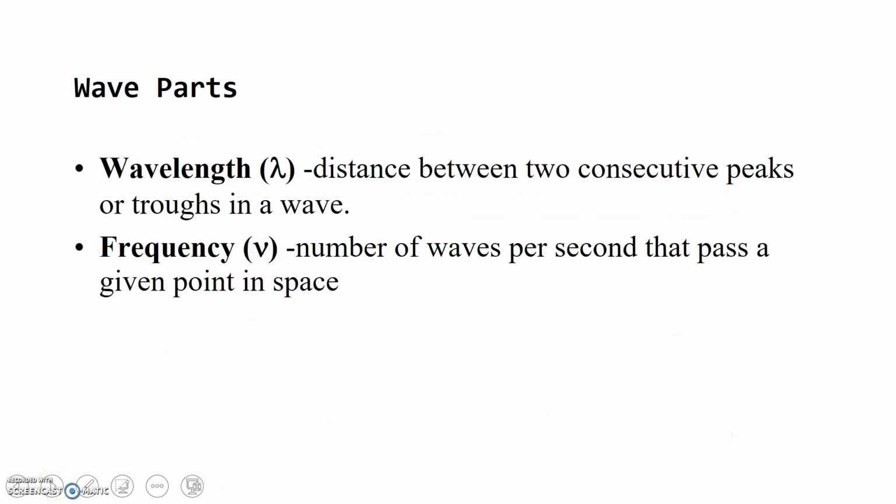So the parts of the wave that we need to be familiar with in chemistry are wavelength and frequency, given by their symbols, lambda for wavelength and again nu for frequency. Wavelength is the distance between two consecutive peaks or troughs in a wave, or any two like points in a wave, and it's measured in meters. Frequency is waves per second that pass a given point in space. The units for frequency are hertz, aka the inverse of a second, aka seconds to the -1.